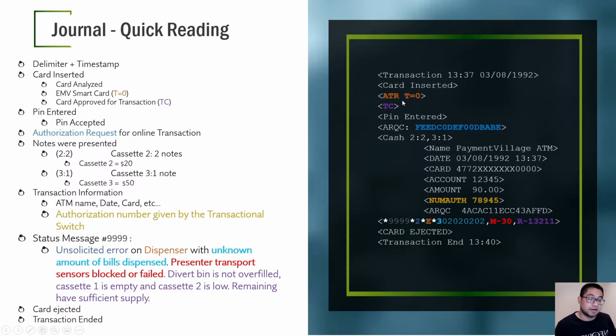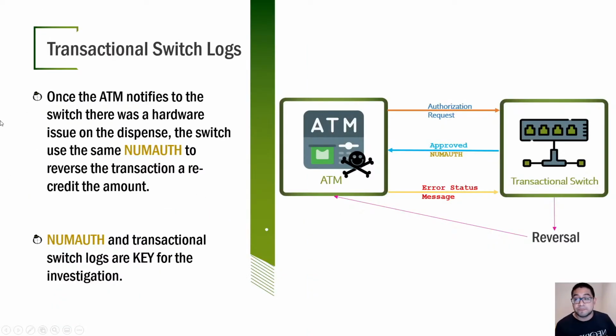But as we can see here, the transaction was fine. I mean, the card was accepted, the card analysis says that this card can do online transactions, the notes were dispensed, which is the most important, and we have an authorization number. This means that the transactional switch authorized the operation, but we found an error in the dispensation.